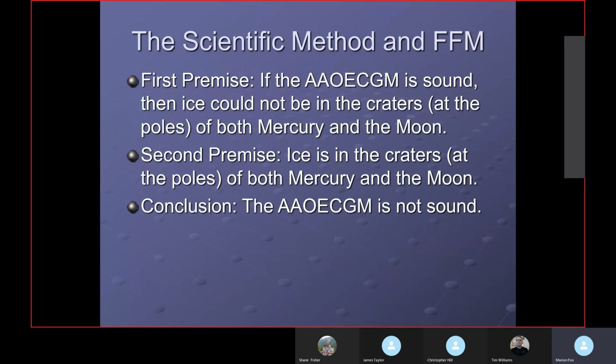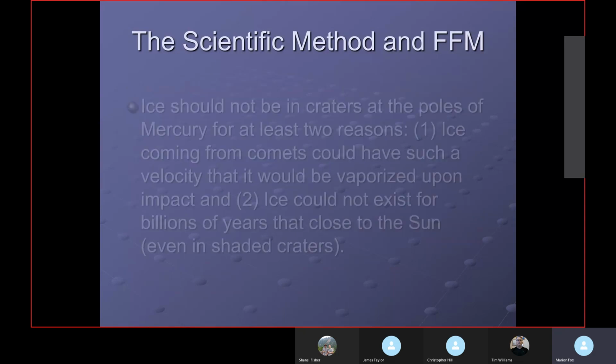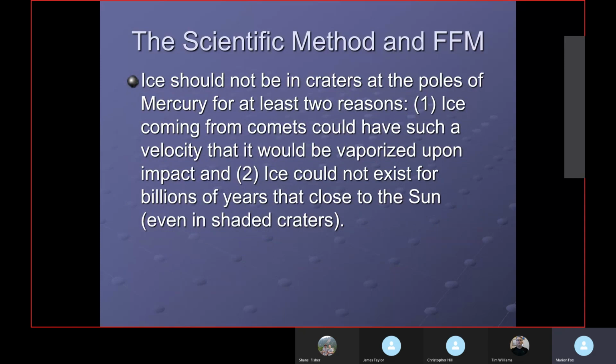Now, why would it not be found on Mercury? Well, ice should not be in the poles of Mercury for at least two reasons. Ice coming from comets could have such a velocity that it would be vaporized upon impact just due to the energy released by the kinetic energy, the sudden stopping of it. The heat would have vaporized it. And I have sources in the book that claim that would have happened. It's coming toward the sun. When it hit the pole of Mercury, it would definitely have a problem.